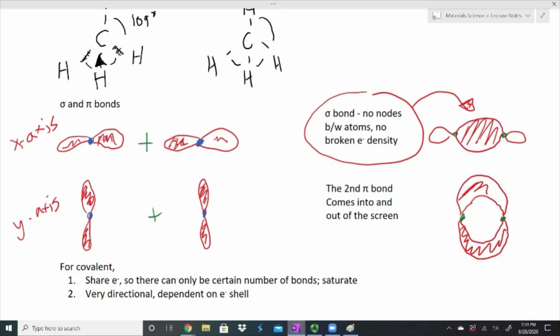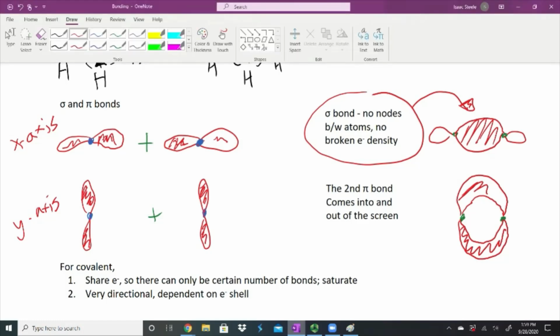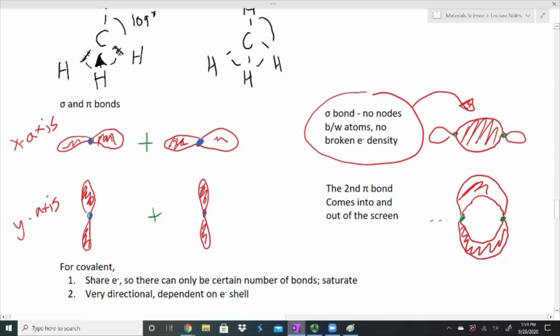And a pi bond is a second or a third bond, but there is broken electron density and there is a node. And what I mean by that is if I were to draw a dotted line where my sigma bond is, in between these two atoms, my electrons have to go up and around. There's a gap between these two atoms where the electrons can't be. And so that's what a pi bond is. It's something that reaches around. There is going to be a gap between my two atoms and the electrons.